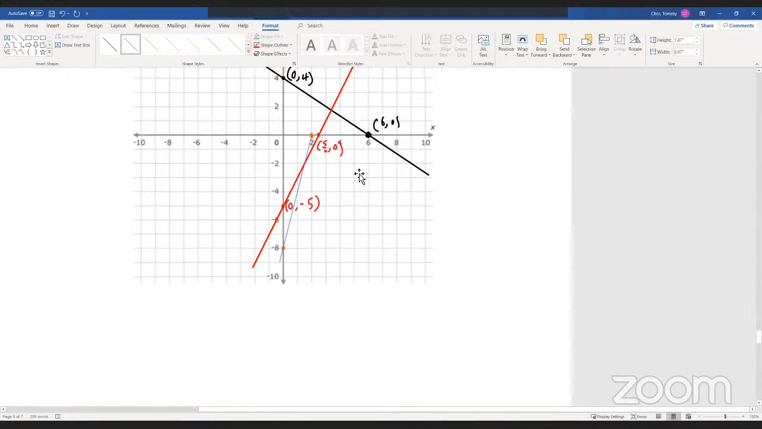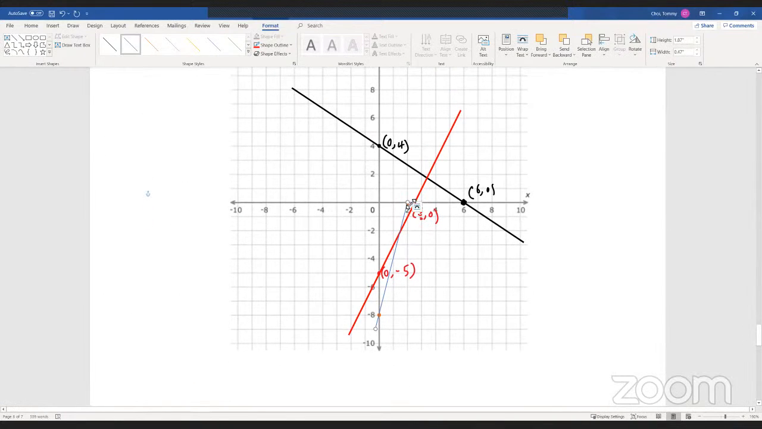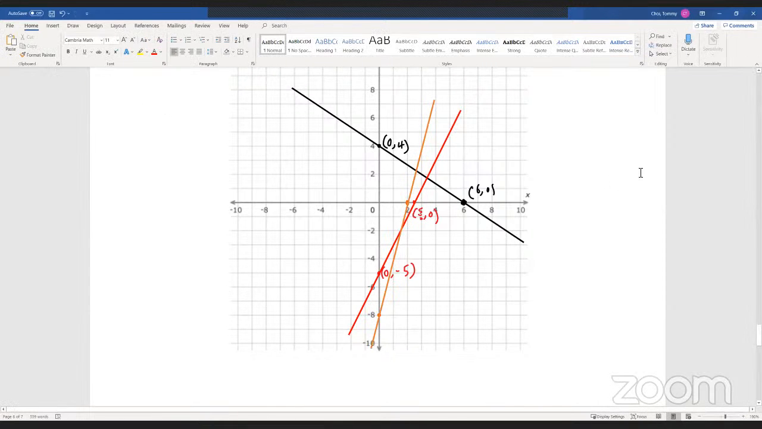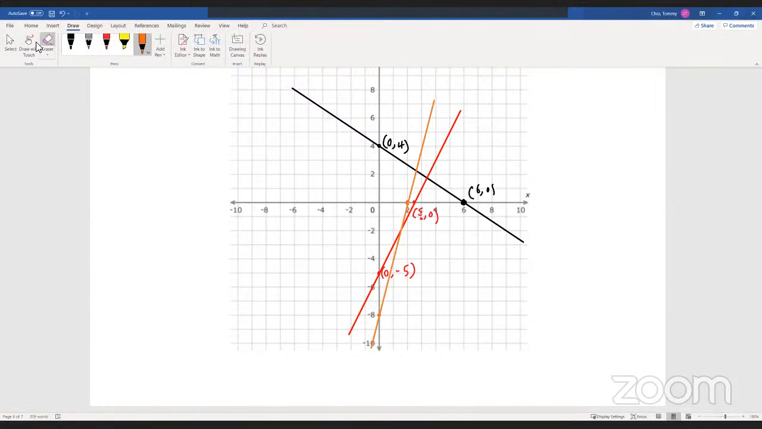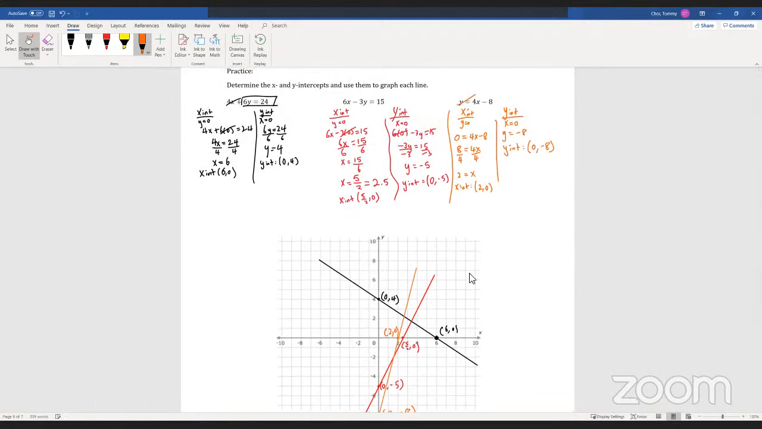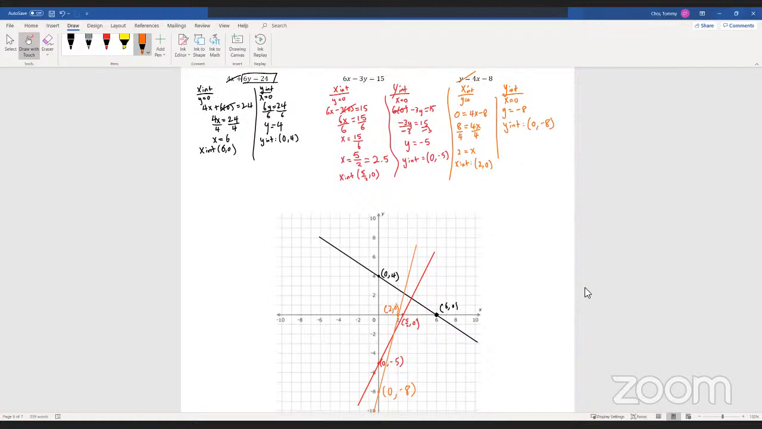I can zoom out and extend these 2 lines even further. Just like that. And use my orange line to indicate it. If I write the coordinates of my 2 points, this will be 2, 0, and this would be 0, negative 8. And there's our full solution for our 3 lines.